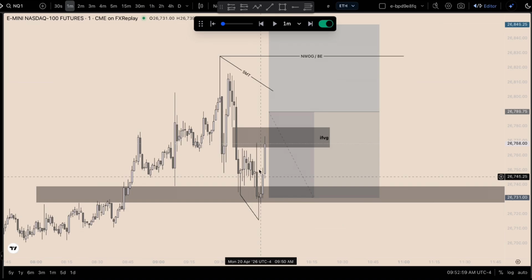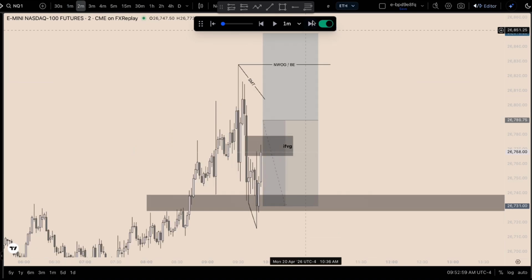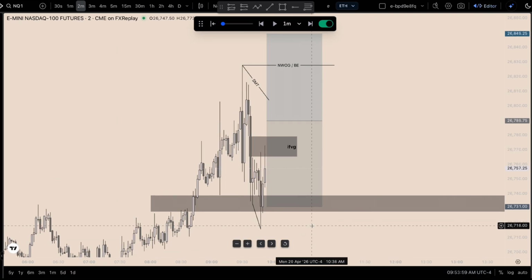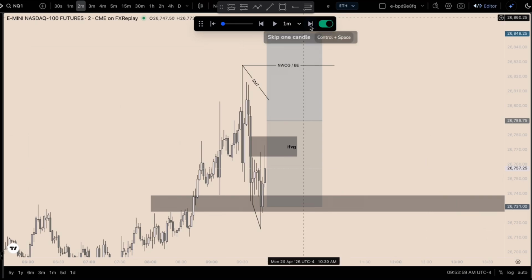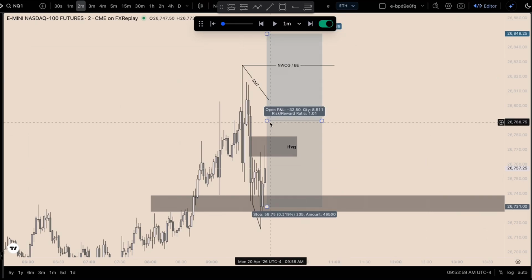But what I did end up waiting for is this later entry, which was this 2-minute. And as you can see right here, it is almost 10 o'clock. I was like, if I'm going to take this, I'm going to see some real displacement from this 2-minute. So I literally just had my position drawn out right here because I'm not going to take a weak close like this.